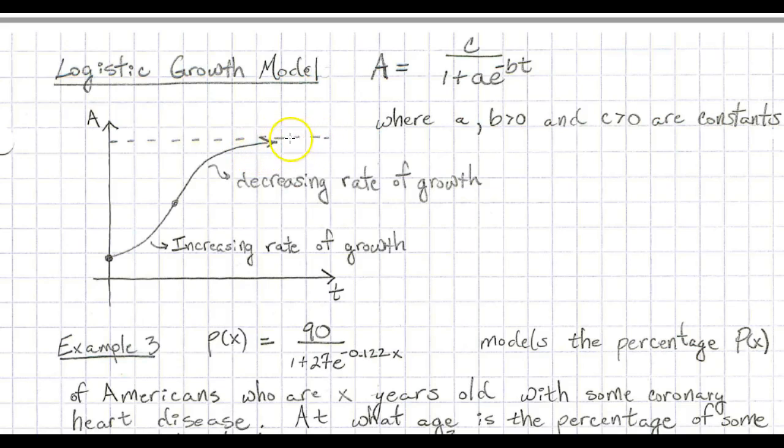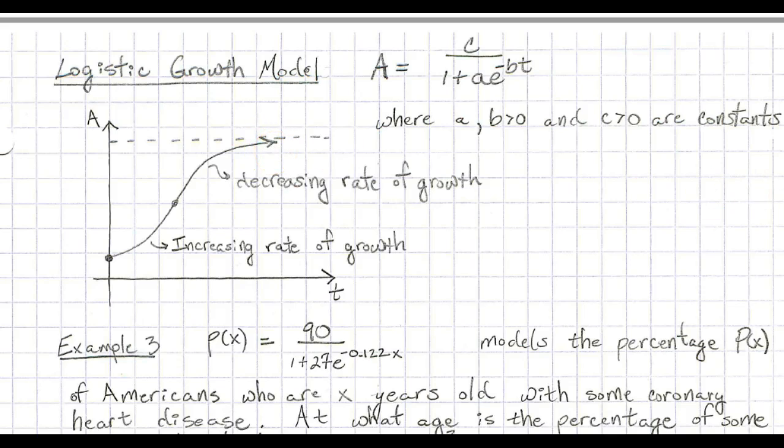We have an asymptote here at some value. And what happens is as t goes to infinity, this term goes to 0. As t gets really, really big, this gets really close to 0. So this becomes c over 1. So this asymptote is actually at y equals c. In other words, c is like the limiting amount that we can get to, the limiting amount that the population can get to.